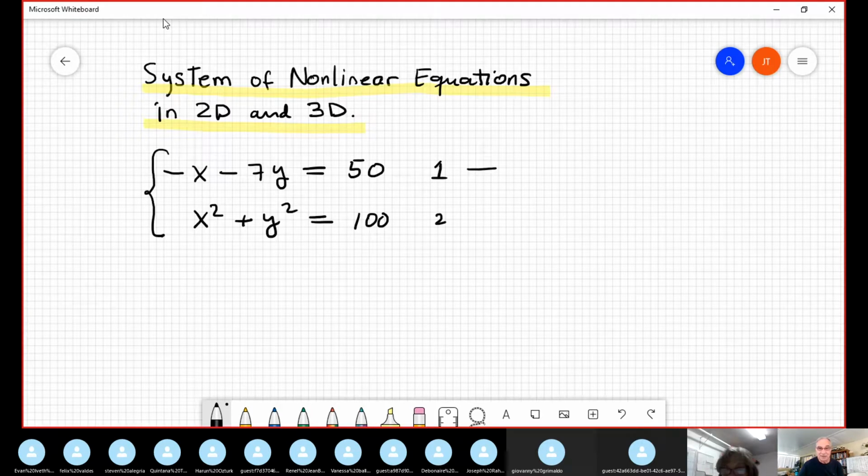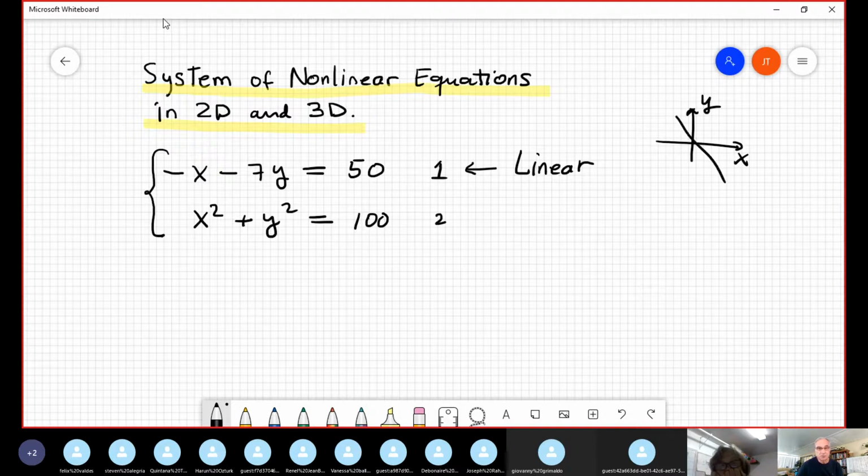In this case, I can see that equation number one is linear. How do you know it is linear? Because the exponent is one, an invisible one, right? It's a line. When you do the graph of this in the x, y plane, it's obvious that it's a line. However, the second is non-linear.